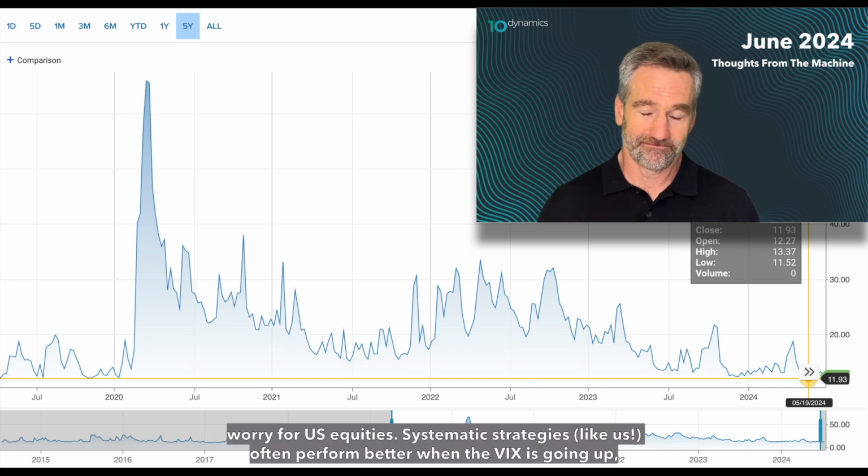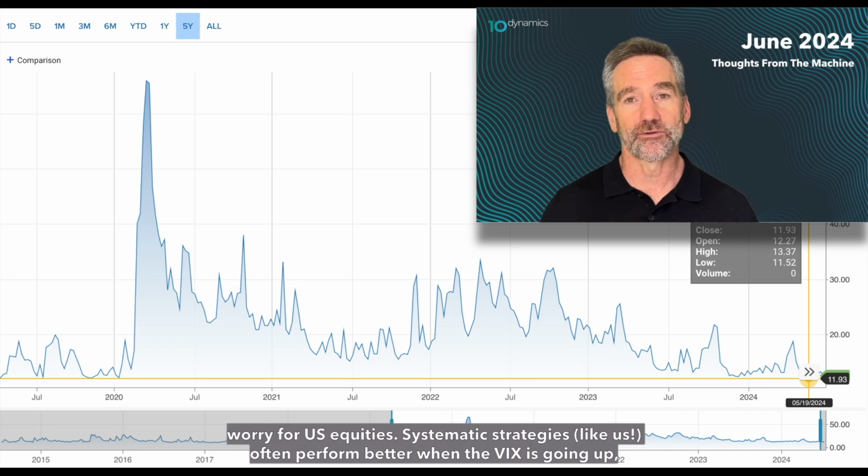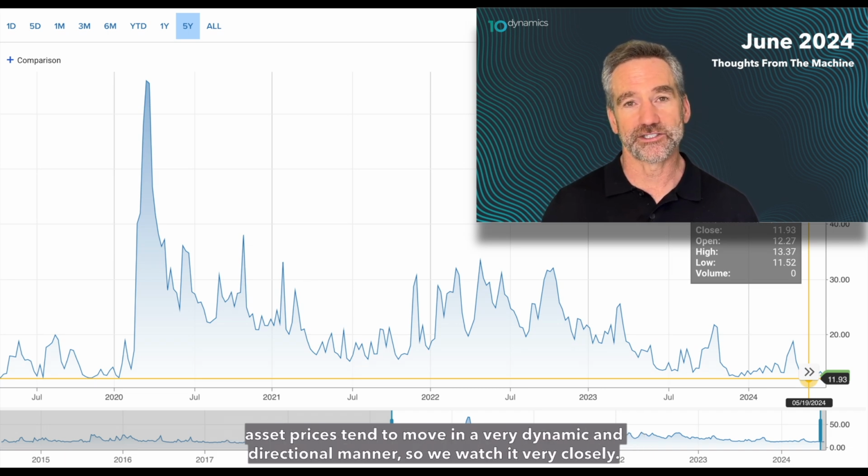Systematic strategies, like us, often perform better when the VIX is going up. Asset prices tend to move in a very dynamic and directional manner, so we watch it very closely.